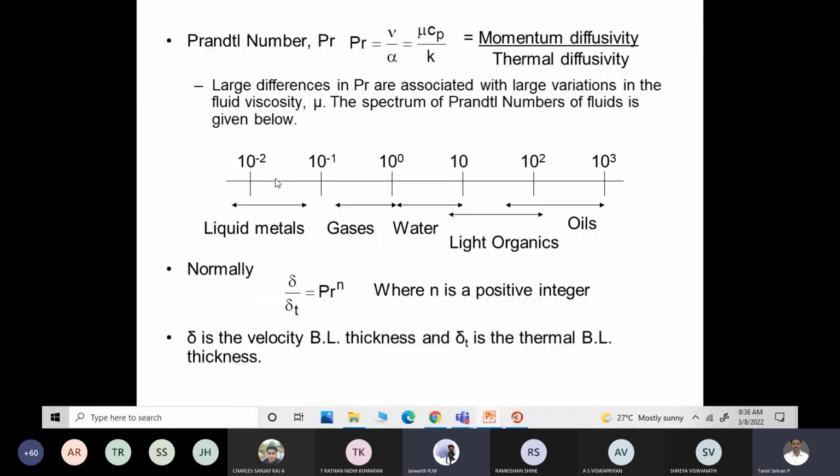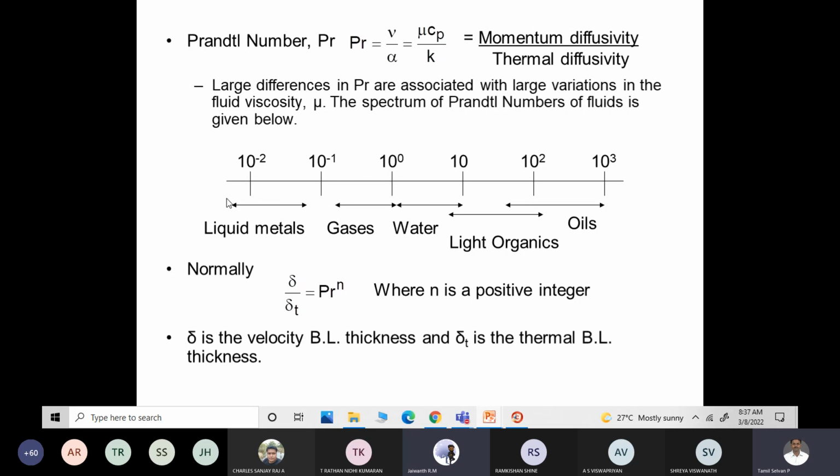I already told you, liquid metals values will be lesser and oil values will be higher. And you can see here water and gases. For gases it will be approximately 1, and for water it will be around 10 power 0 to 10 power 1. So liquid metals have a higher alpha value. You can see here nu by alpha. So the larger the alpha value, the lesser will be the Prandtl number. Pr is equal to nu by alpha. So liquid metals will have more thermal diffusivity.